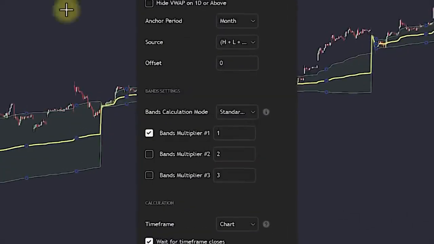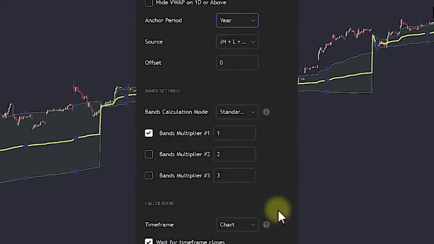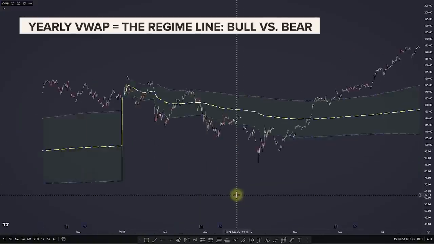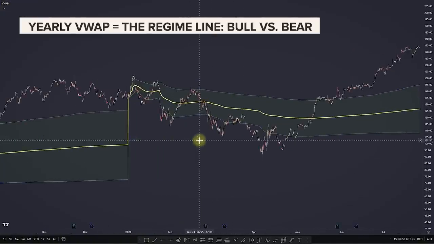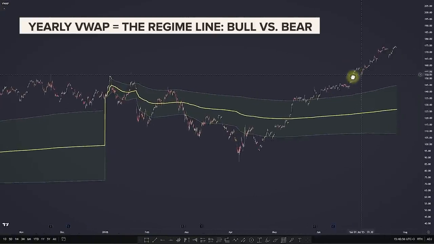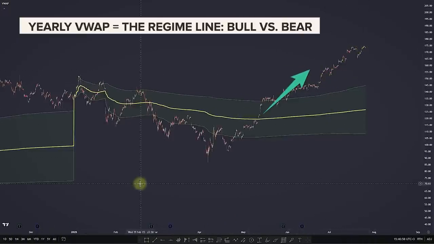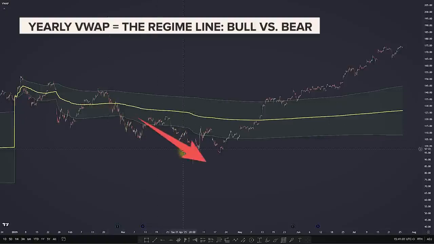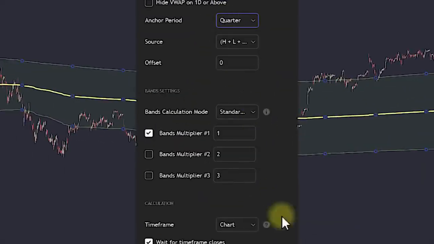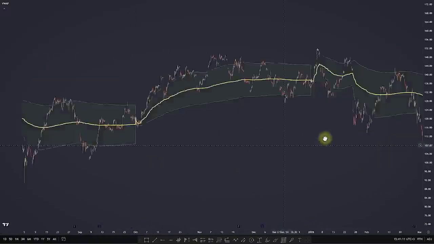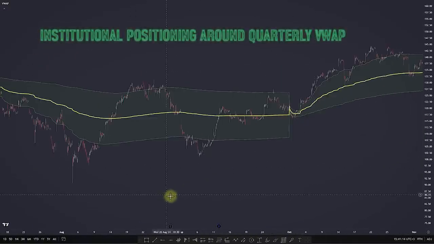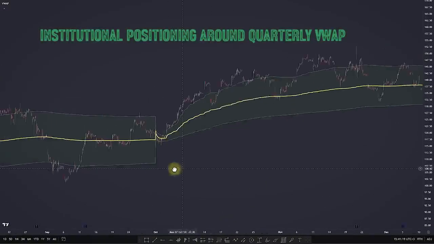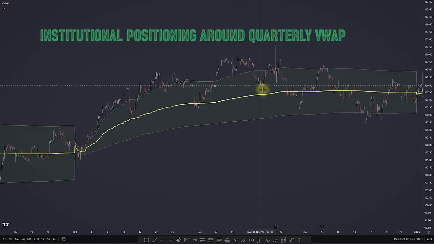But here's what most traders never realize about yearly VWAP. This level defines entire market regimes. Bull market, price stays above yearly VWAP for months, even during corrections. Bear market, yearly VWAP becomes impenetrable resistance that caps every rally. The quarterly VWAP strategy is pure gold during earnings season. Institutions position their portfolios around quarterly performance. That makes quarterly VWAP the anchor point for major funds.